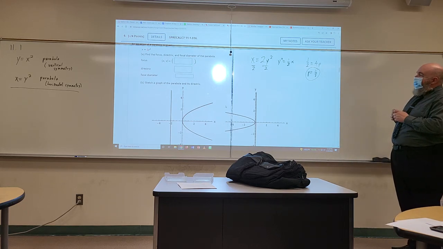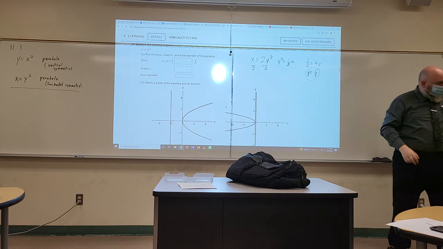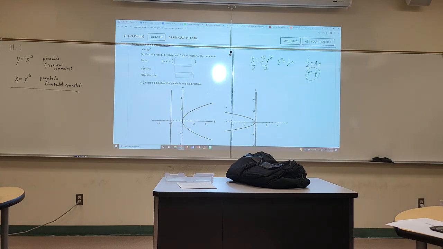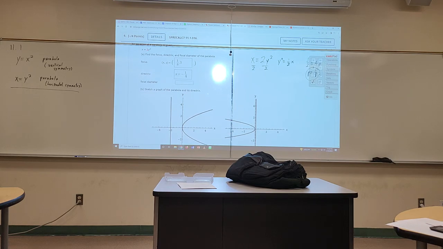So, where's the focus? 1/8, 0. 1/8, 0, because this is a horizontally oriented parabola, so it's going to offset that 1/8. What about the directrix? Negative 1/8. x equals negative 1/8. I don't know whether or not it'll complain if you don't say x equals, but it should in this case, so it probably will. Focal diameter. What's that going to be? 1/4.